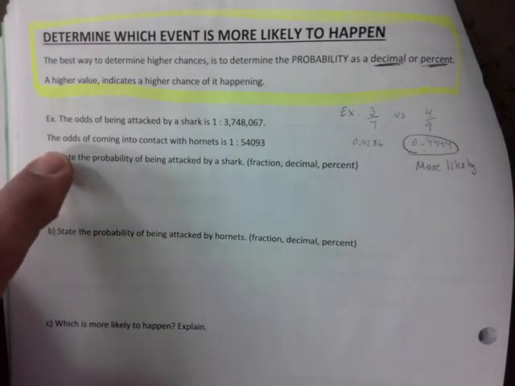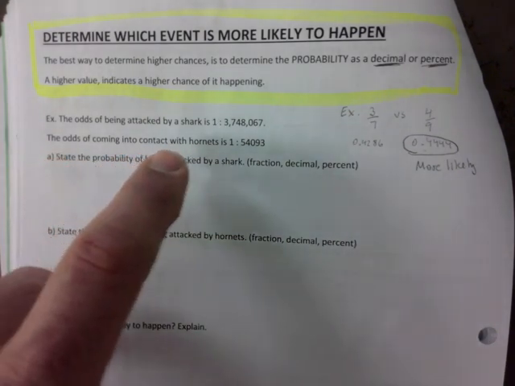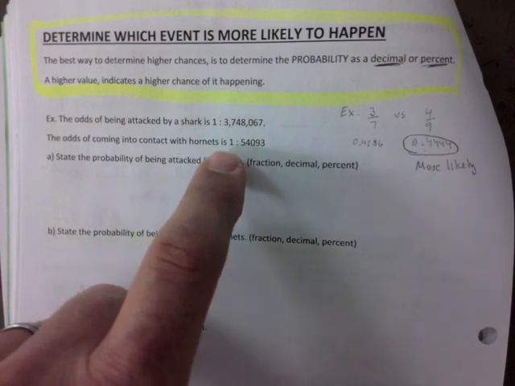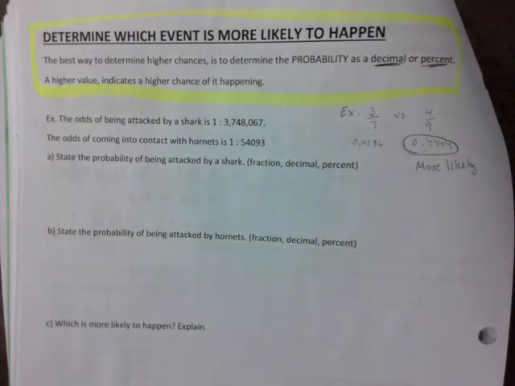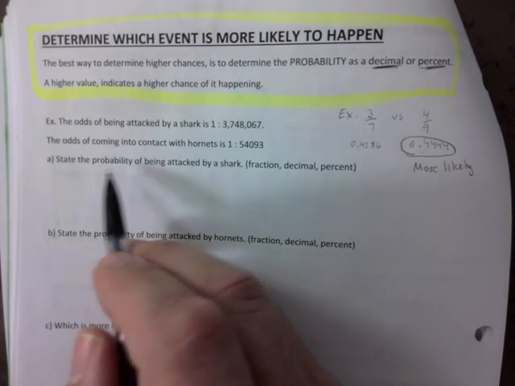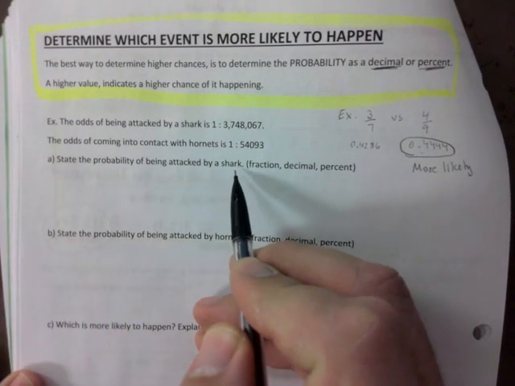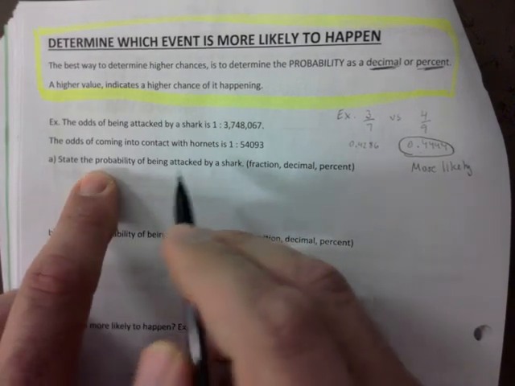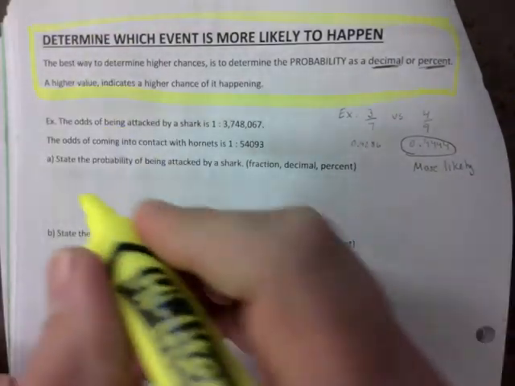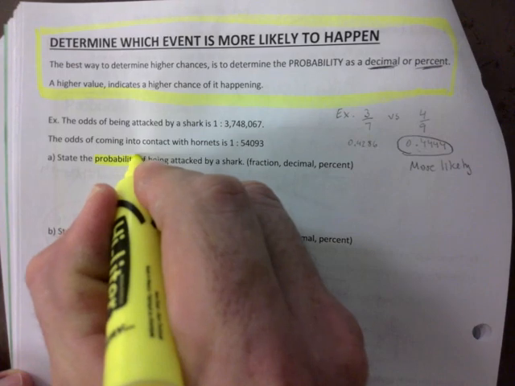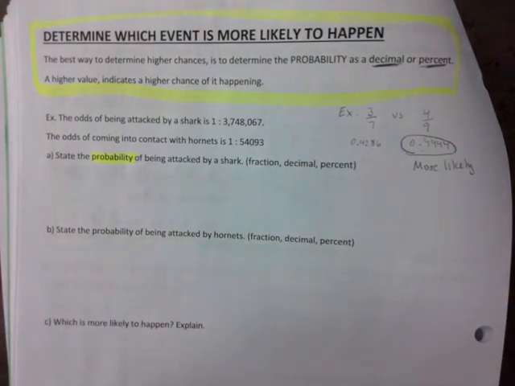Okay. The odds of coming into contact with hornets is 1 to 54,093. State the probability of being attacked by a shark. State the probability, let's highlight that. State the probability of being attacked by a shark.